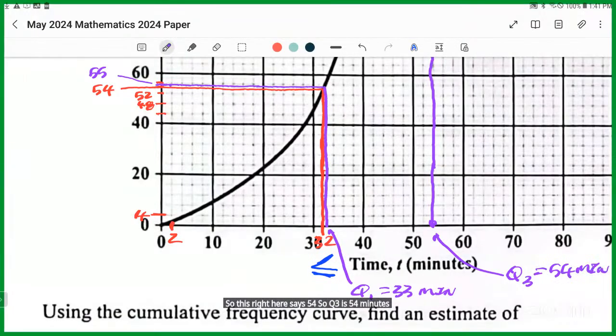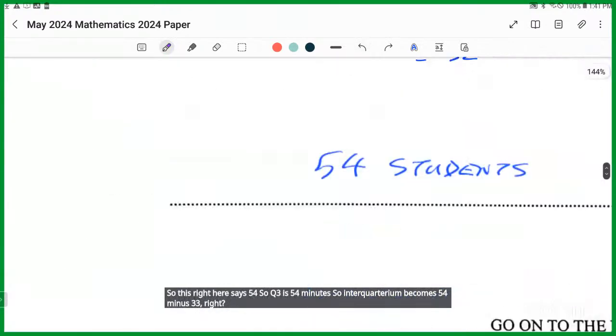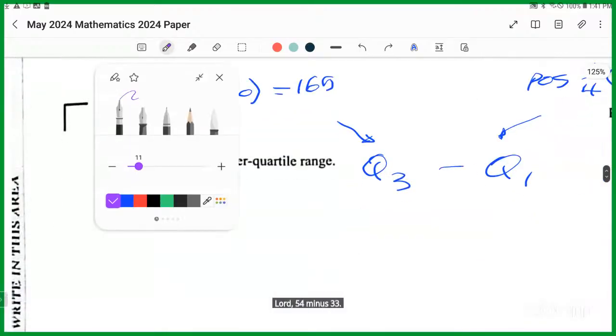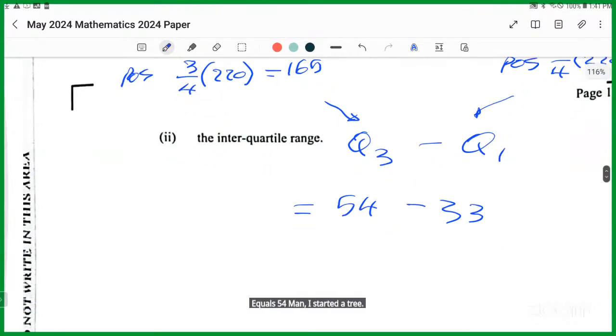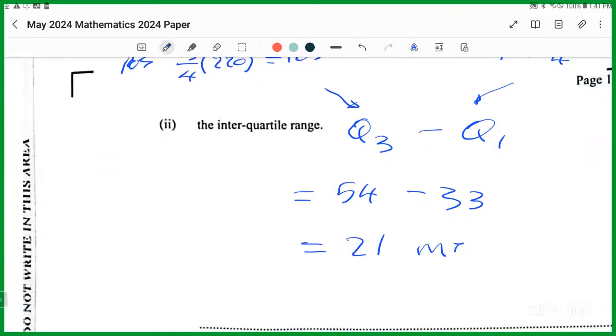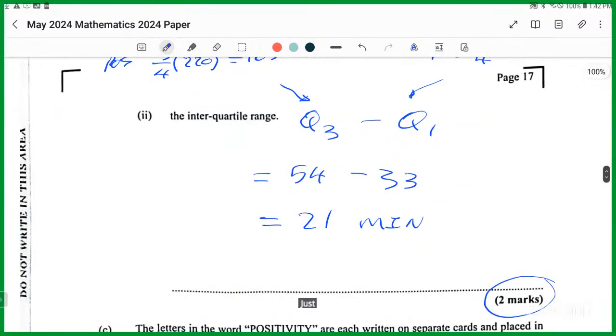So interquartile range becomes 54 minus 33, right? So I'm writing equals 54 minus 33. What does that work out to? 21 minutes is the interquartile range. If you get something close to that, like 20, 21, 22, because your graph is not so clear, that's fine. All right, so that's what we're getting. Remember, we're estimating, guys. So they'll accept the answer that you get. Trust me. 2 marks for that.